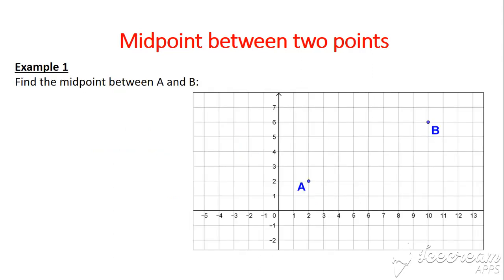Right, let's get into example 1. Find the midpoint between A and B. Well, point A has moved across 2 and up 2, so we're going to write this coordinate as 2, 2. Point B has moved across 10 and up 6, so we're going to write this as the coordinate 10, 6.